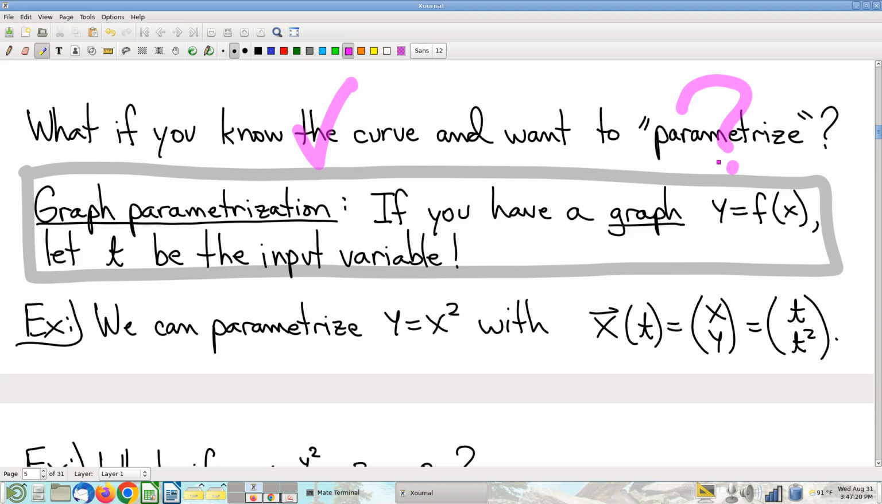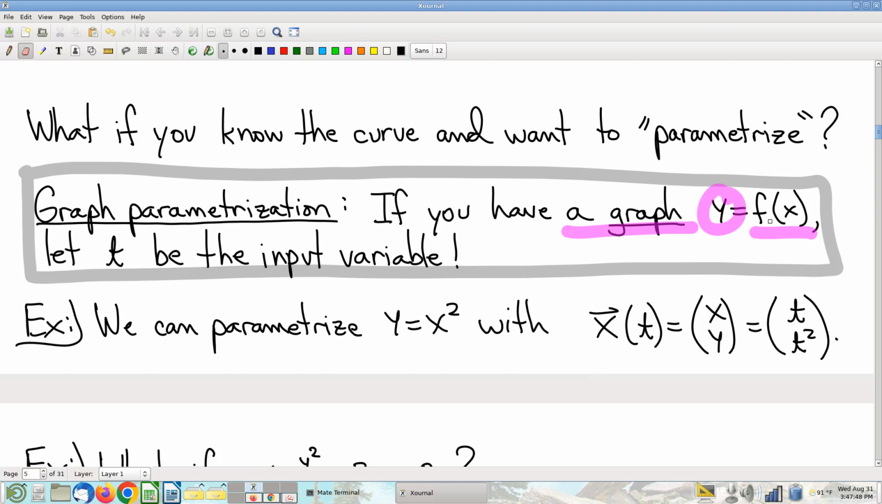Okay, so again, various different methods. My favorite, you'll see why in a moment, it's called the graph parameterization. It's a wonderfully powerful and convenient trick. It'll work with any curve that is a graph, which means that you can solve for one of the variables as a function of the others.